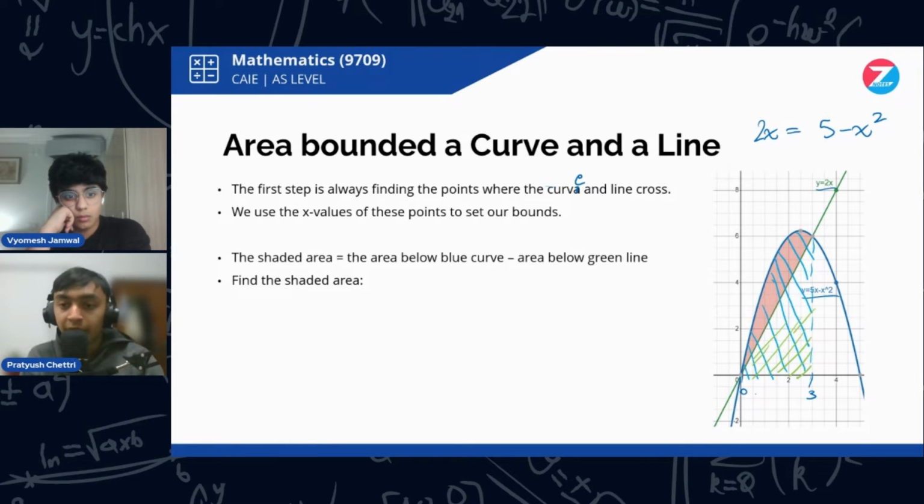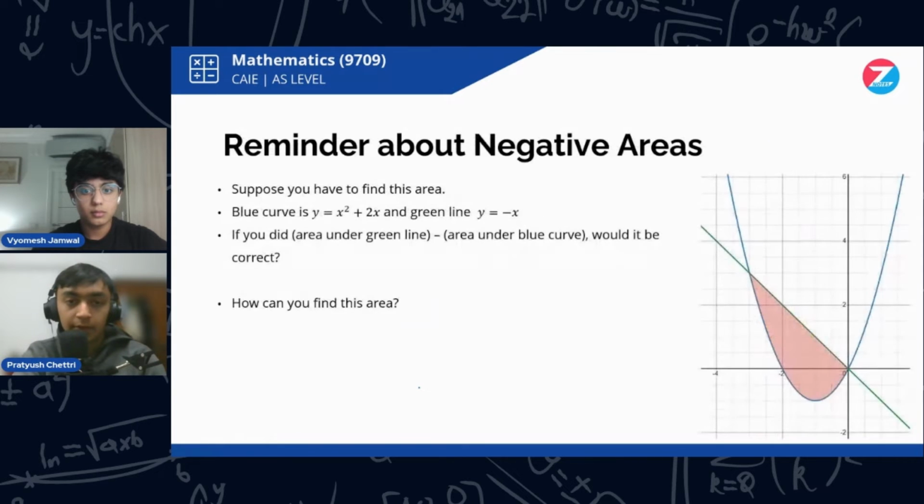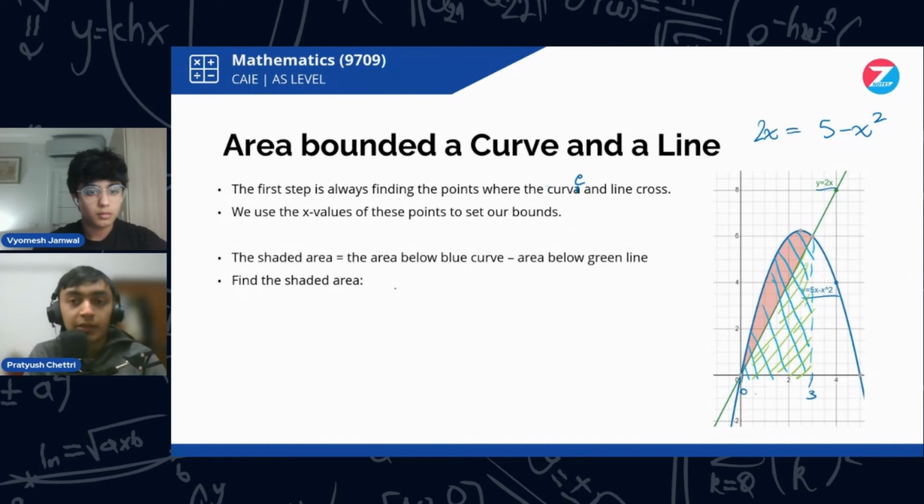The area below the green line is this green shaded thing I've done here. And if we take the green shaded area from the blue shaded area, we're left with the red. You can see that, right? We take out from the blue, we take the green, and we're left with the red. So that's what we're going to do in this question.